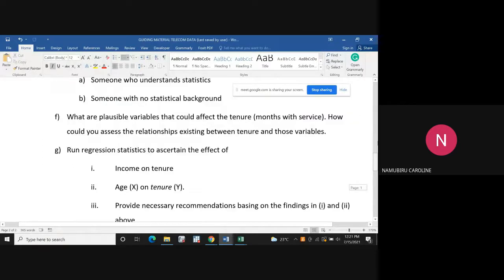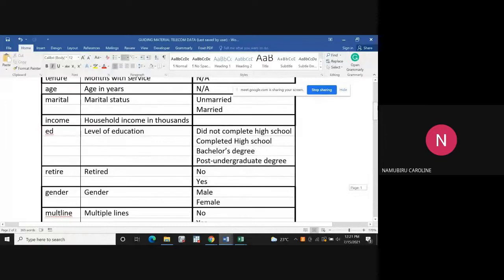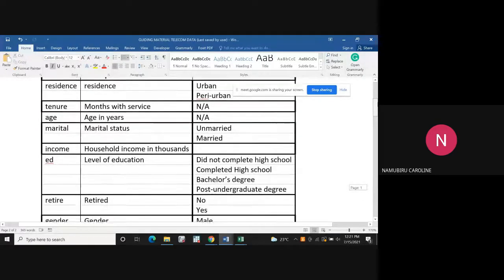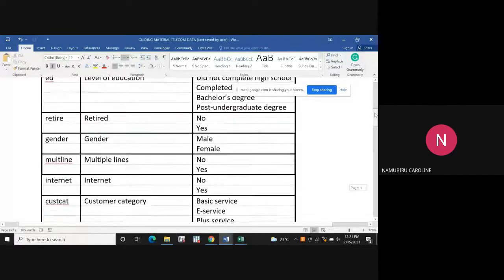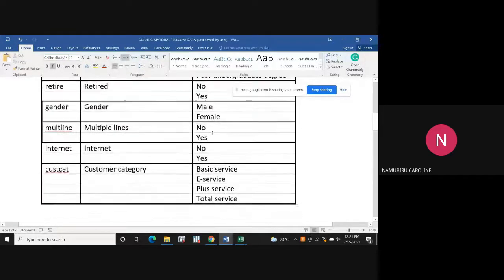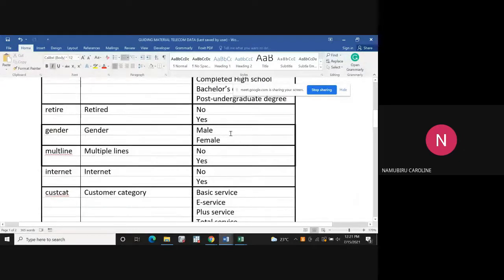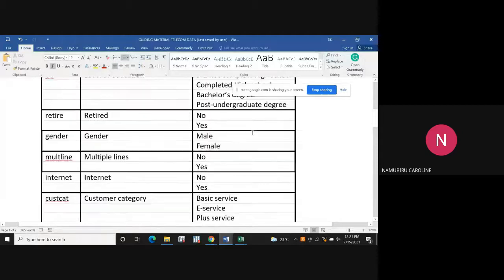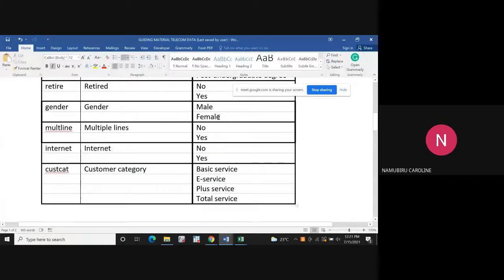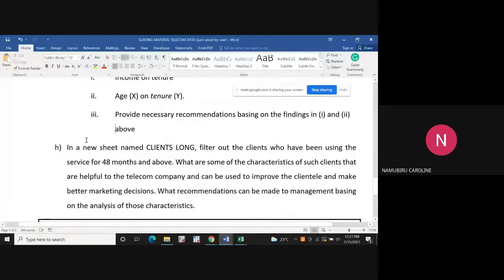Let me set a question here on how many customers use the basic service and are males. I just want to put it here before the other one.